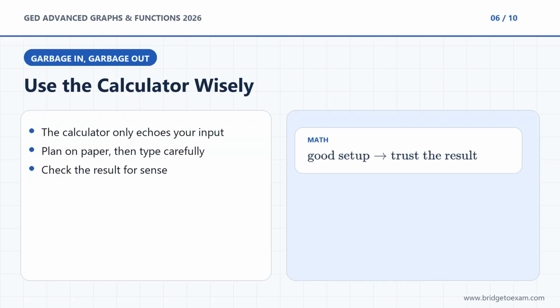The on-screen calculator is powerful, but it only echoes what you type. It cannot catch a wrong setup. So plan the calculation on paper first, then type carefully and glance at whether the result makes sense. A calculator confirms good thinking. It never replaces it. Set up first, then calculate.